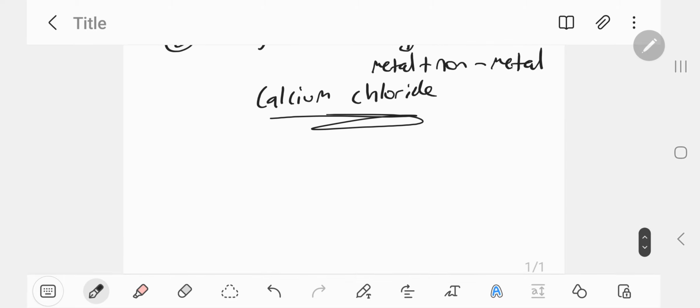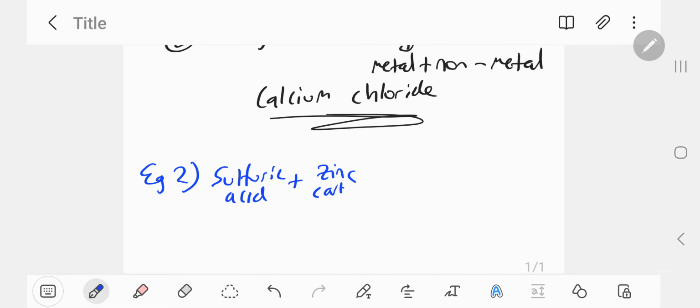Let's do another one. Let's do sulfuric acid plus zinc carbonate.